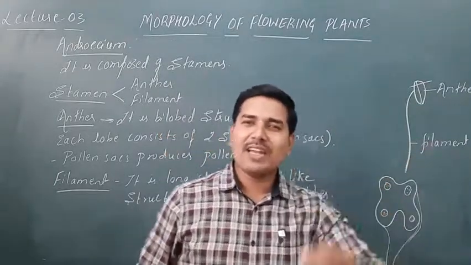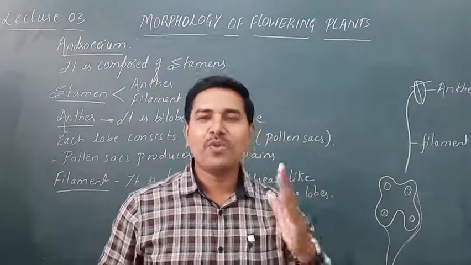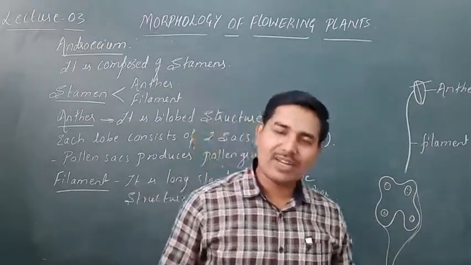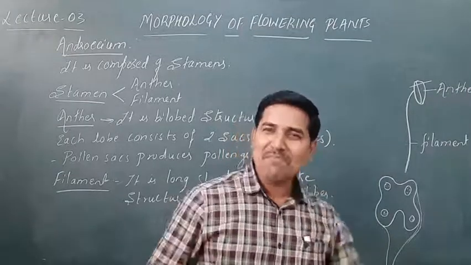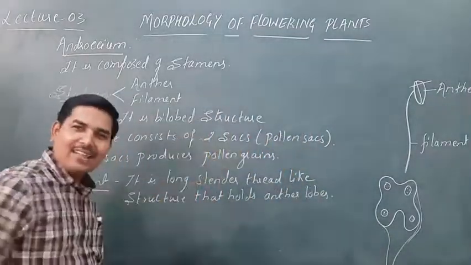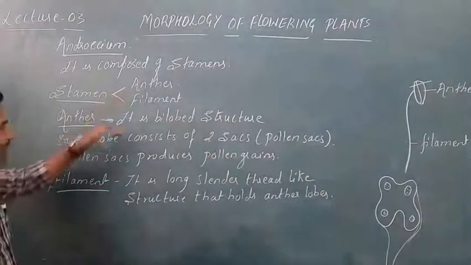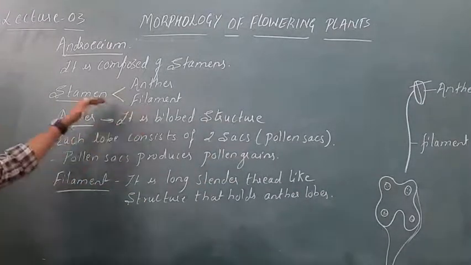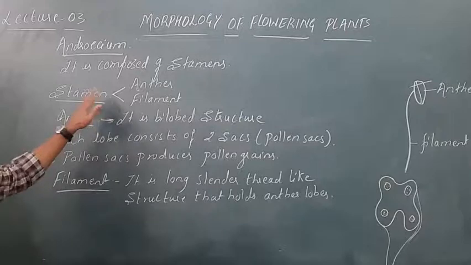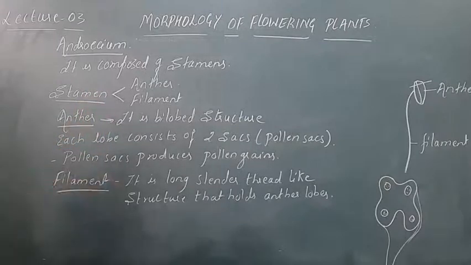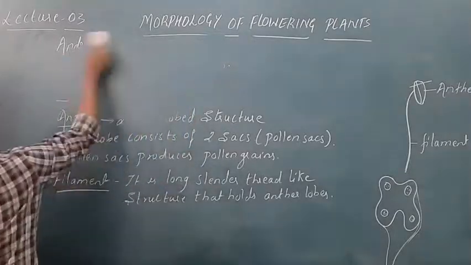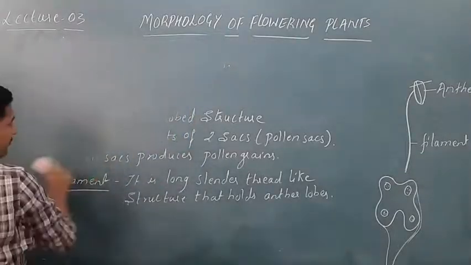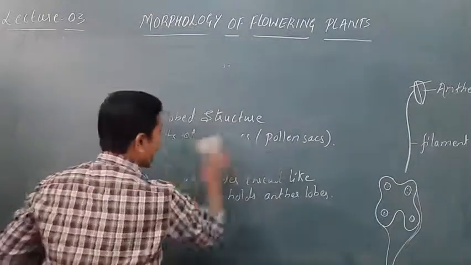Filament is a long thread-like, slender structure which helps in attachment of the anther lobes on one side, and on the other side it is attached to the flower. So the anther lobe along with the filament, together, is the stamen. Then we come across one more term in the androecium. So still we are in the androecium part.